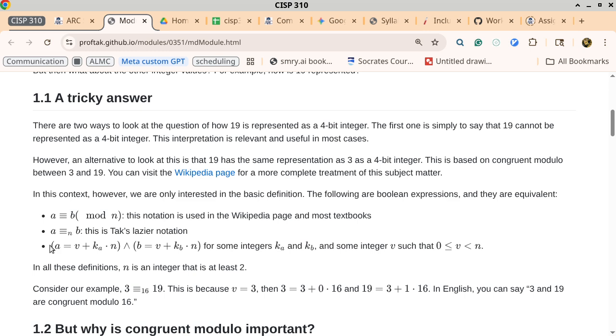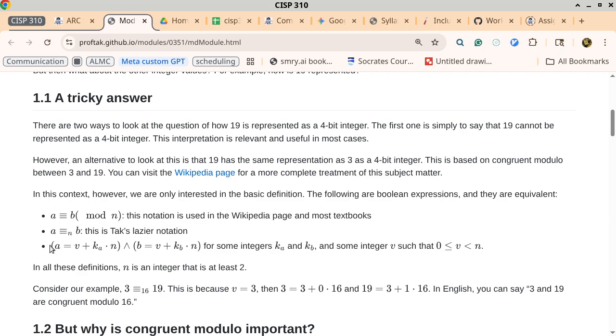Are we good so far? The question is, what is B? Okay, what do you think? 11? Yep. So in this case, B is 11. The way we figure that out is A is negative 5, but we are going to use negative 1 as Ka again. So this means negative 5 plus negative 1, which is our Ka, times 16.